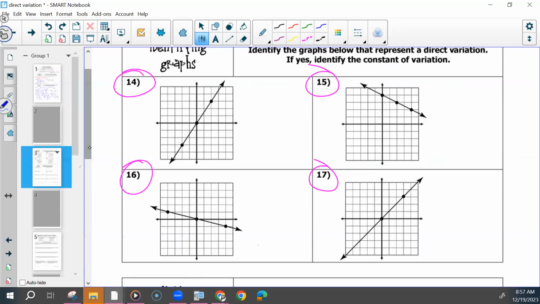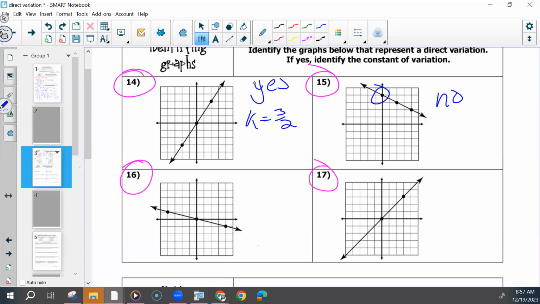Now we're going to do the same thing, determine if these graphs are direct. Remember, it has to have a constant k that goes through all the points, and it has to go through the origin. So is 14 direct? Yes. And then if it's direct, what is the k value? Three over 2. Is 15 direct? No, why not? It does not go through the origin.